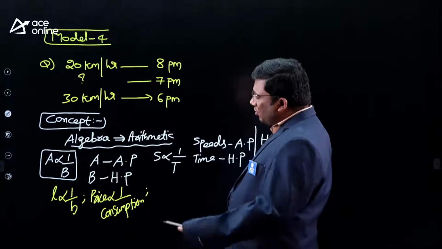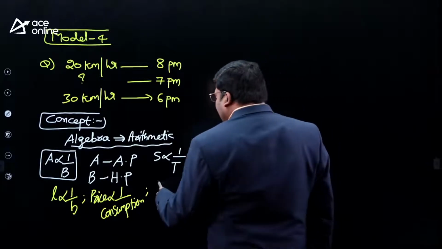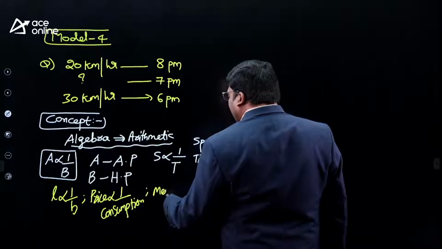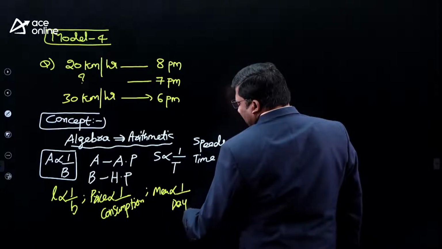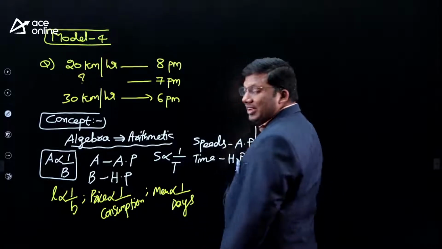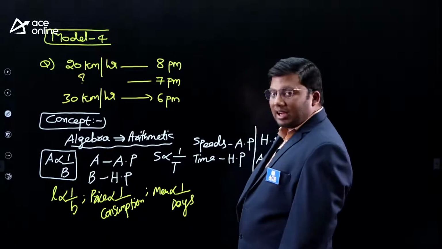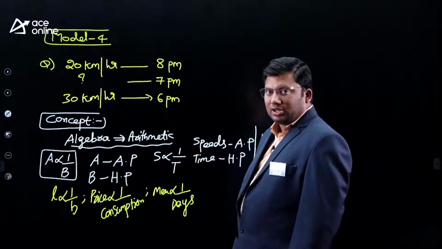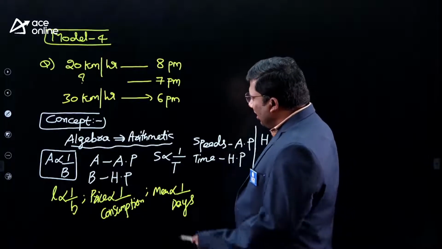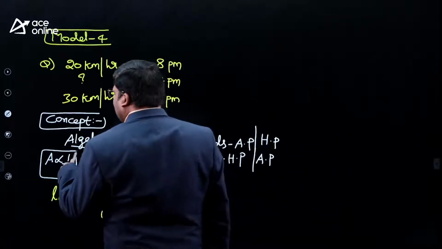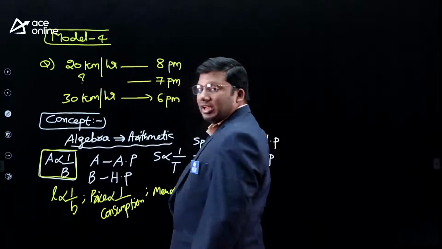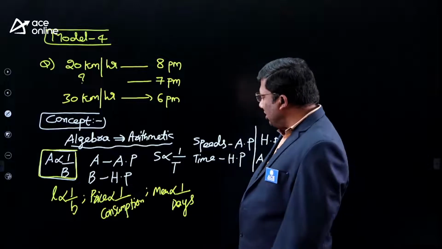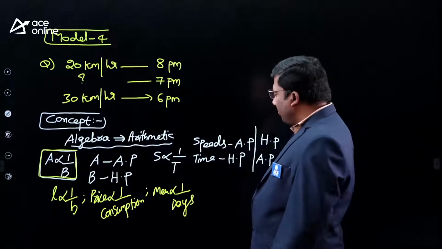Next, there could be any other value. Men and days are inversely proportional to each other. If the number of people increases, then the number of days to complete the work decreases. A and B are inversely proportional to each other. If A is in AP, B will be in HP. If one is in arithmetic progression, another will be in harmonic progression.